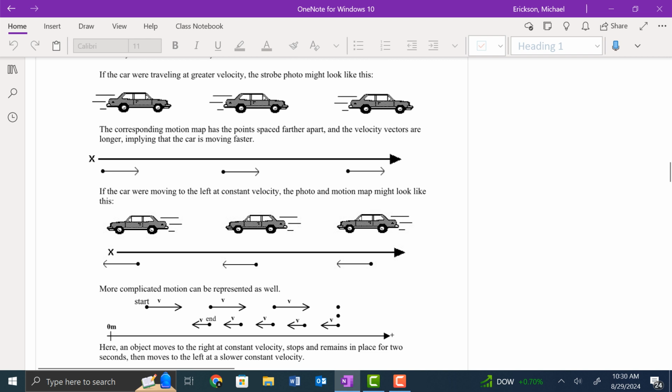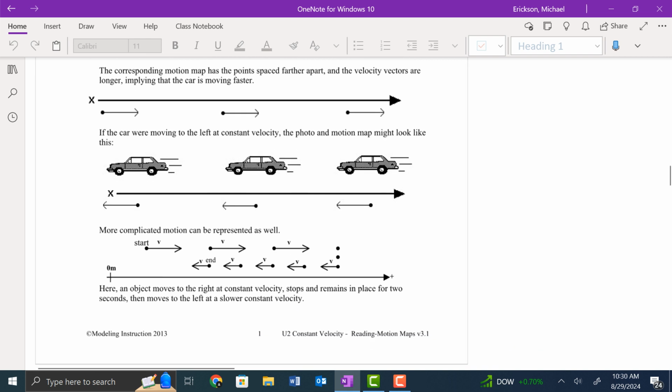Now it's going the opposite way. 3 dots now, so this car is only traveling for 3 seconds. You can get a little bit more complicated. Here's a 10-second example. So in this example, some object is moving to the right pretty quickly for 3 seconds. It stops for 2, and then it moves backwards for 5.